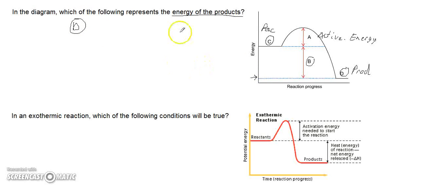If it had asked you which one represents the energy of the reactants, then you could put C. If it asked you which one represents the activation energy, then you would put A.